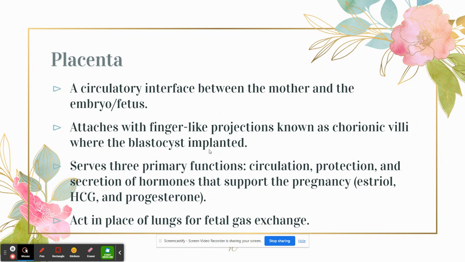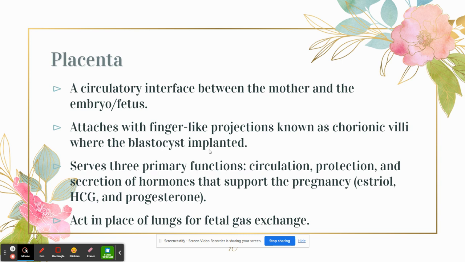Okay, lastly, for this video, we're going to talk about the placenta and the umbilical cord. The placenta is a circulatory interface. It is an amazing organ. It is the only organ that in the normal human population is shared by two people, the mother and the embryo or fetus. And the blood doesn't mix. All of the exchanges happen in a space called the intervillous space.